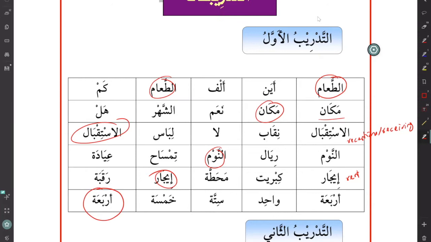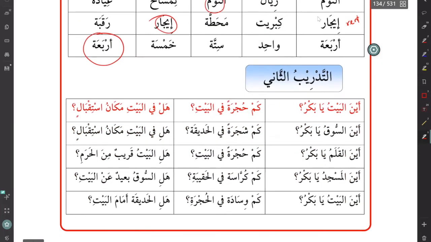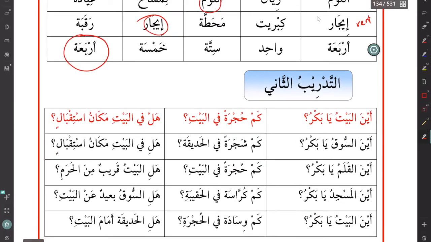Now, next at-tadrib, we have at-tadrib al-thani. We have these similar, but it's just that we have a sentence here. Aina al-baytu ya bakru. We analyzed this sentence before, so I'm not going to in detail here. Aina al-baytu ya bakru means where is the house, O Bakr. And here's your sentence, right? Then we have kam hujratan fil bayti. We also had the same sentence before in the text. It means how many rooms are in the house, right? Kam hujratan fil bayti. And here's the sentence.